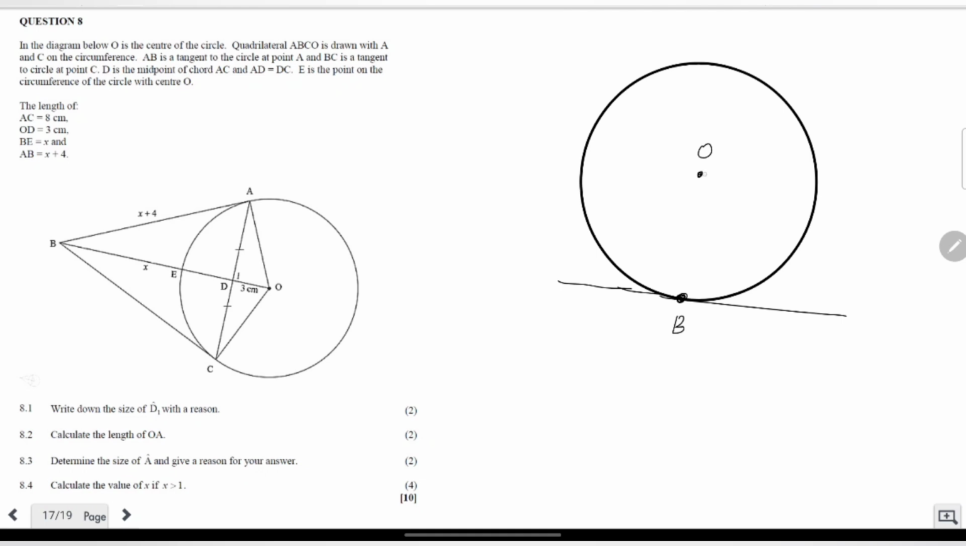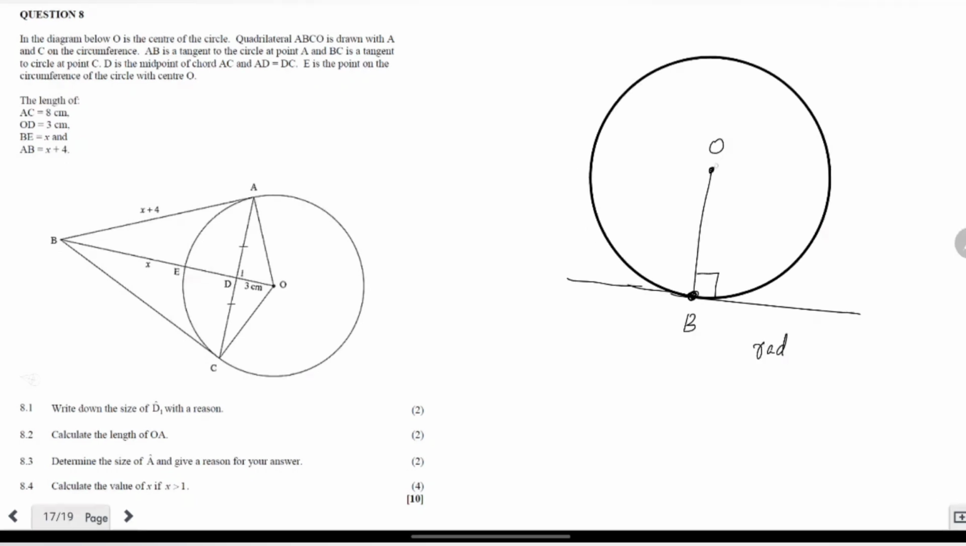If you draw a line from the center to the point of contact, it always makes 90 degrees. It's very important. Clear? The line from the center to the tangent at the point of contact, or if you draw a radius, is always perpendicular to the tangent. Don't forget, it's very important. The radius is always perpendicular to the tangent. Clear? Similarly, the diameter also.